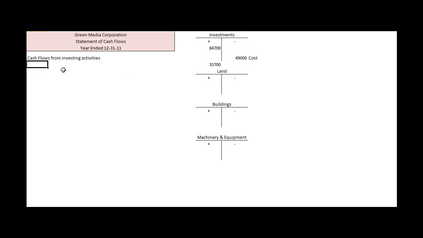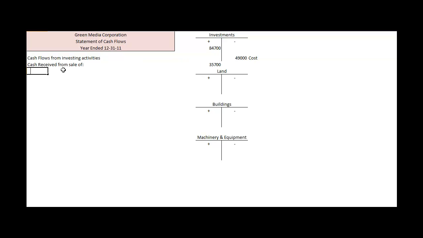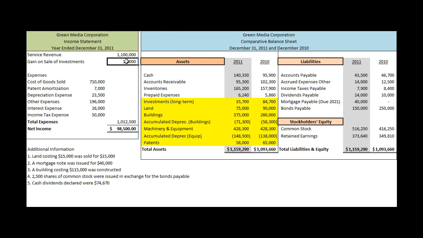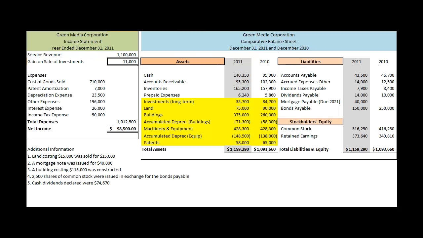So I would say something like this: cash received from the sale of investments. And I know that I got $60,000. Again, the reason I know that I have $60,000 is because I have to deal with the gain, this $11,000 gain, which doesn't show through in the change in the account. So that's how I pick out the investment section for the long-term investment.